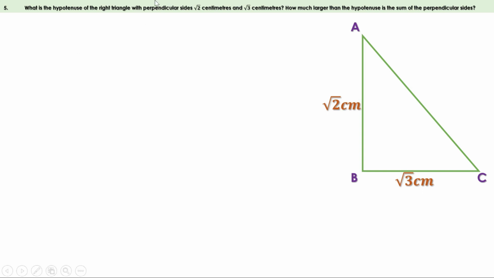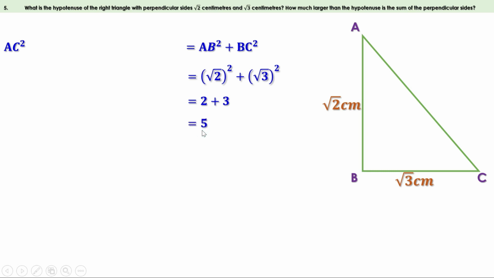We have to find the hypotenuse at first. We know hypotenuse square is equal to base square plus altitude square. Therefore, AC square equals AB square plus BC square. Here AB is √2 and BC is √3. Therefore, this can be written as √2 square plus √3 square. We know √2 square is 2 and √3 square is 3. Therefore, this is 2 plus 3, and 2 plus 3 is 5. That means AC square is 5. Therefore, AC equals root of 5. That means the hypotenuse of this triangle is √5 centimeters.